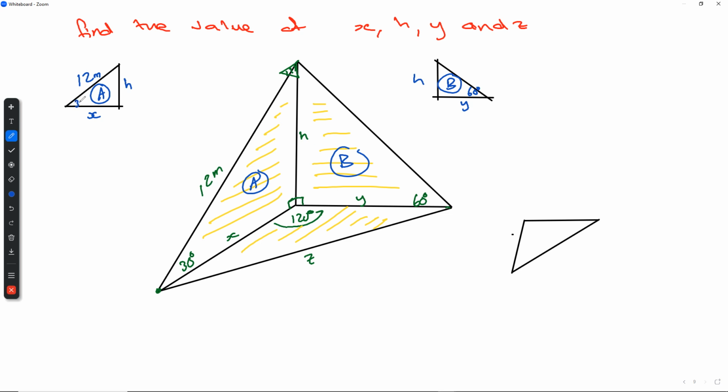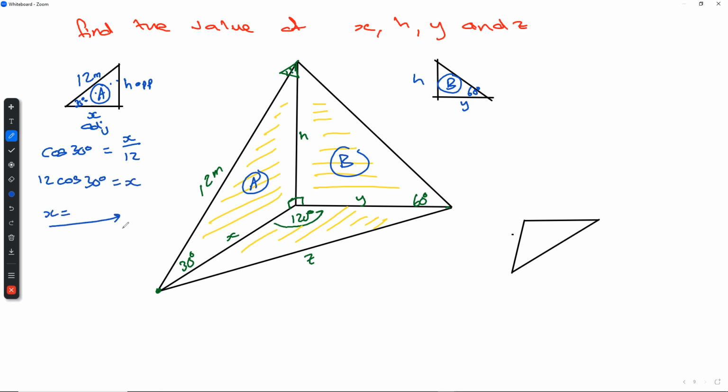I also know that this is 30 degrees. Using trigonometry, I can see that this is my adjacent side. And I can also see that this over here is my opposite, because if the angle's over there, that becomes the opposite, and that becomes the adjacent. And so if I take cos of 30 degrees, it will equal x over 12. That'll become 12 cos 30 degrees.